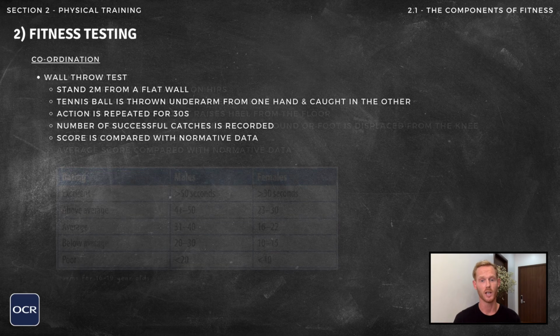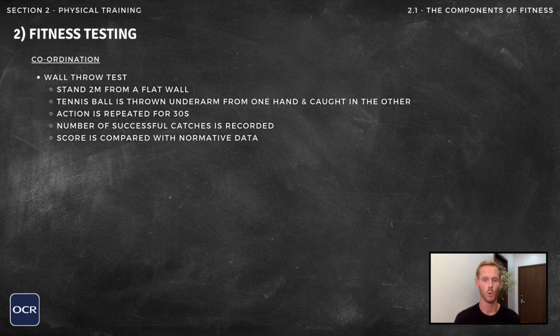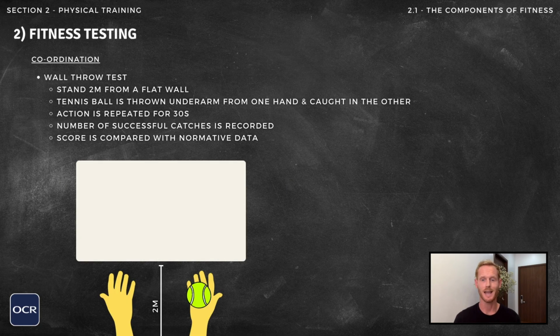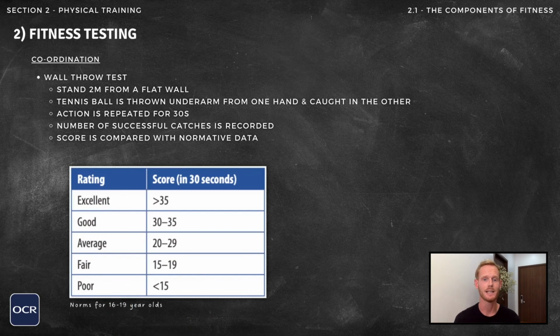Coordination is measured using the wall throw test. Subjects stand behind a line exactly 2 meters from a flat wall with a tennis ball in one hand. They throw the ball underarm against the wall and catch it with the other hand before immediately throwing it again. This action is repeated continuously for 30 seconds and the number of successful catches is recorded. The test may be repeated and the best score compared with normative data.